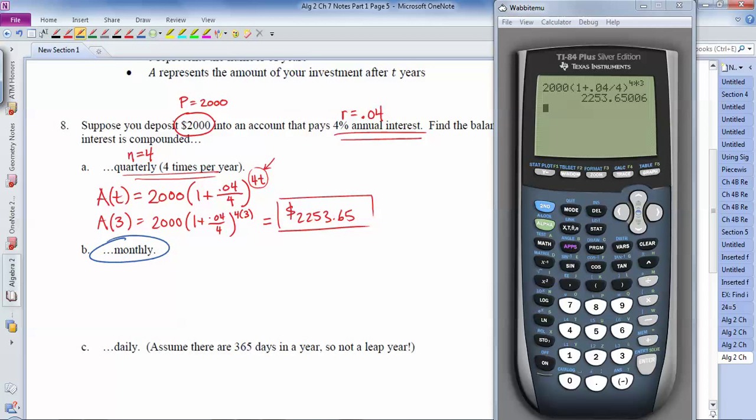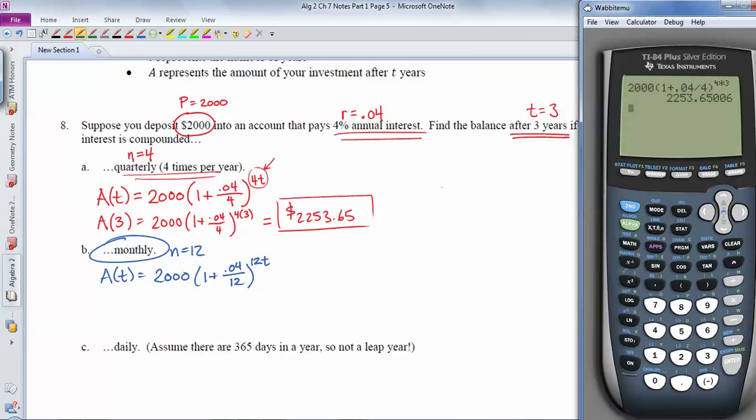Monthly is going to be N equals 12. So if we write the general formula with t first, we've got 2,000 times 1 plus the annual rate. But now instead of cutting it into 4 chunks, we're going to cut it into 12 chunks. And then when I figure out my power, I'm not doing it to the 4t, I'm doing it to the 12t now. Okay. Let me rewrite the formula over here so you have it.